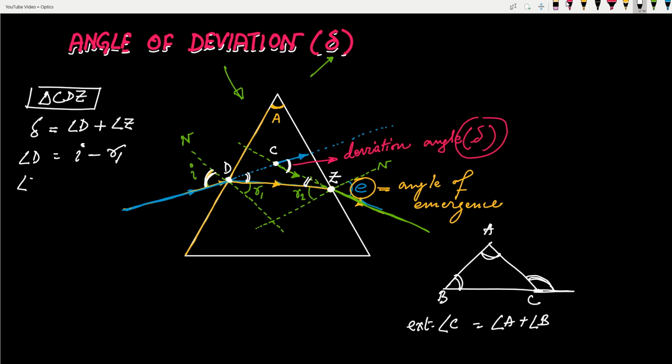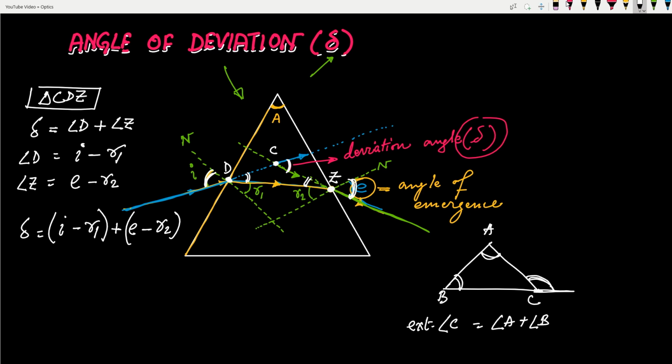In the same way, angle Z is equal to E minus R2. If this is angle E, that is the emergent angle, then vertically opposite will be this angle. Therefore, angle Z is equal to E minus R2. Therefore, delta is equal to I minus R1 plus E minus R2, isn't it?